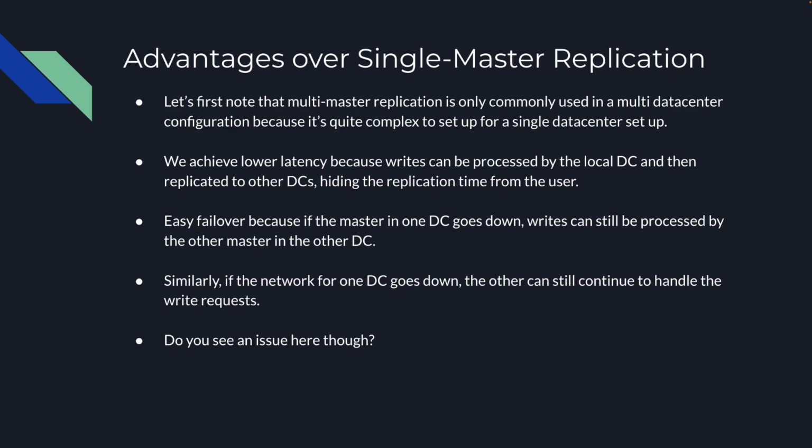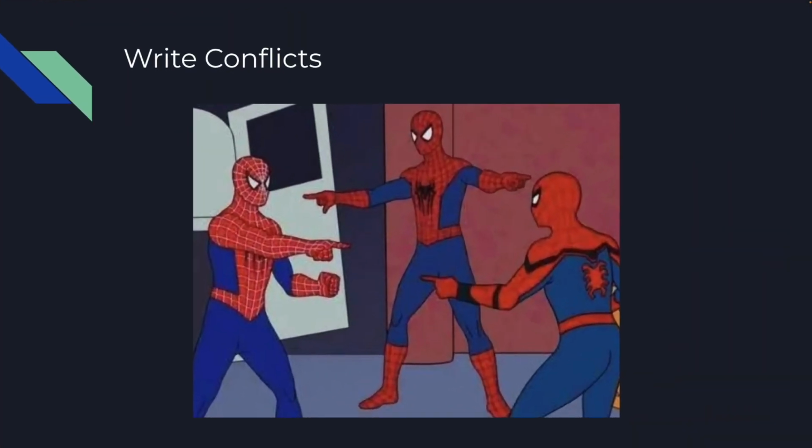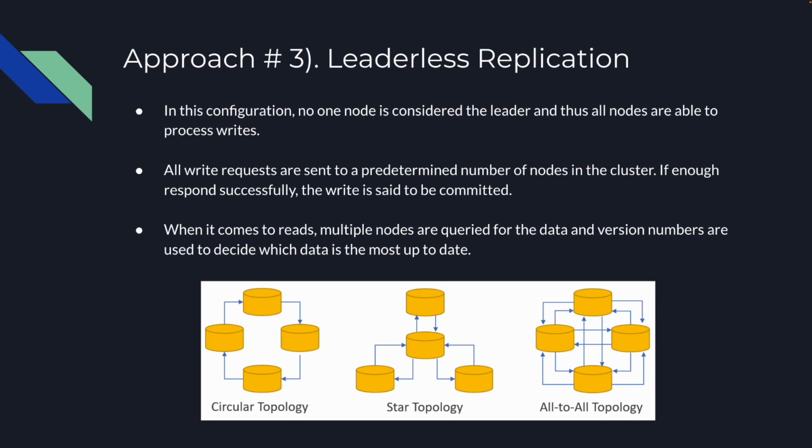But are you seeing an issue here? Write conflicts. What happens if you write one piece of data to the master in one database and a user writes to a similar field in the other database? They need to be replicated to each other, but if they both change the same field, you now have a write conflict, and you have to figure out which one is the actual data to go with. We'll touch on how to recover from write conflicts in a future video as it's quite complex, and we're just going to move on to leaderless replication now.